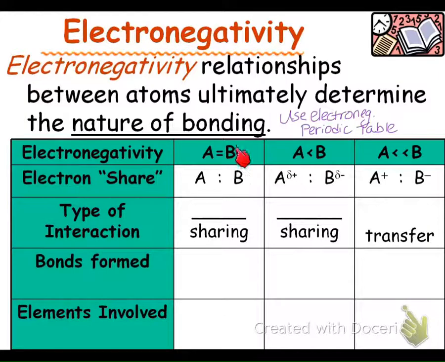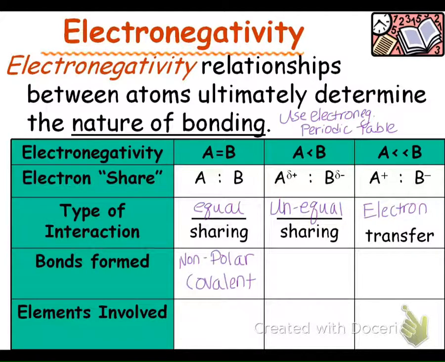So if I've got an equal electronegativity, that means I'm going to have equal sharing. If I have unequal electronegativity here, that means I have unequal sharing. This is just symbolizing that there's a slightly positively charged atom, and this is symbolizing that there's a slightly negatively charged atom. If I have electron transfer, that means that I have created an ion, so there's a positive and a negative ion there. So if I have equal sharing, I know that that's a nonpolar covalent bond. If I have unequal sharing, I call that a polar covalent bond, and electron transfer is an ionic bond.